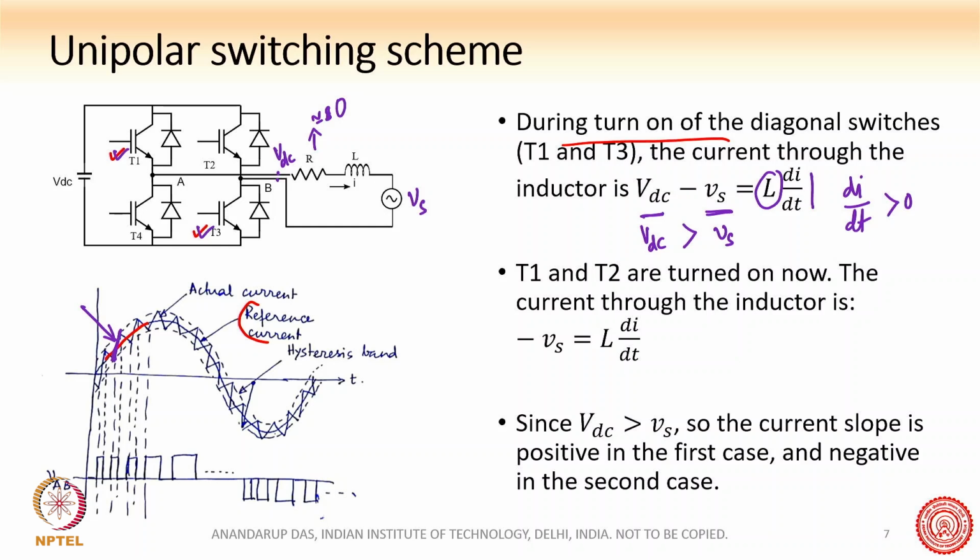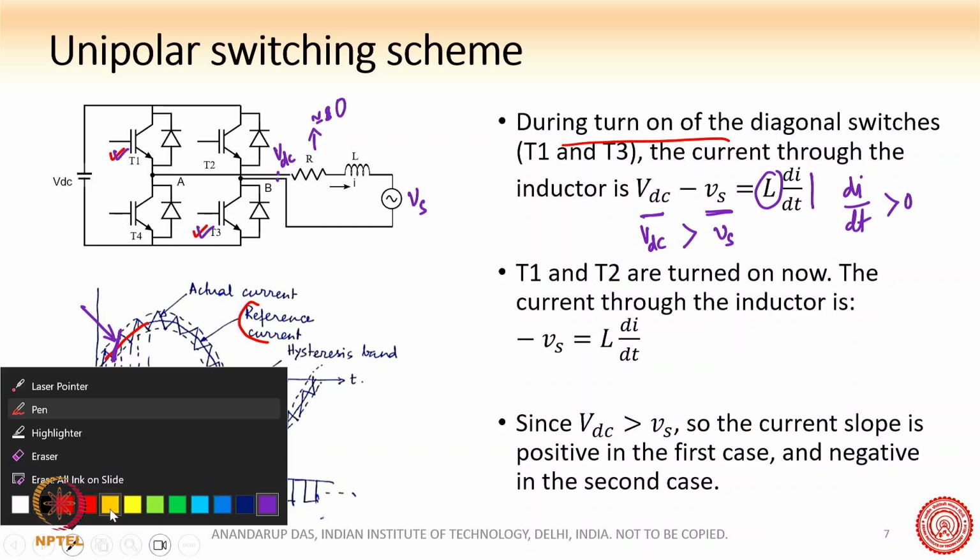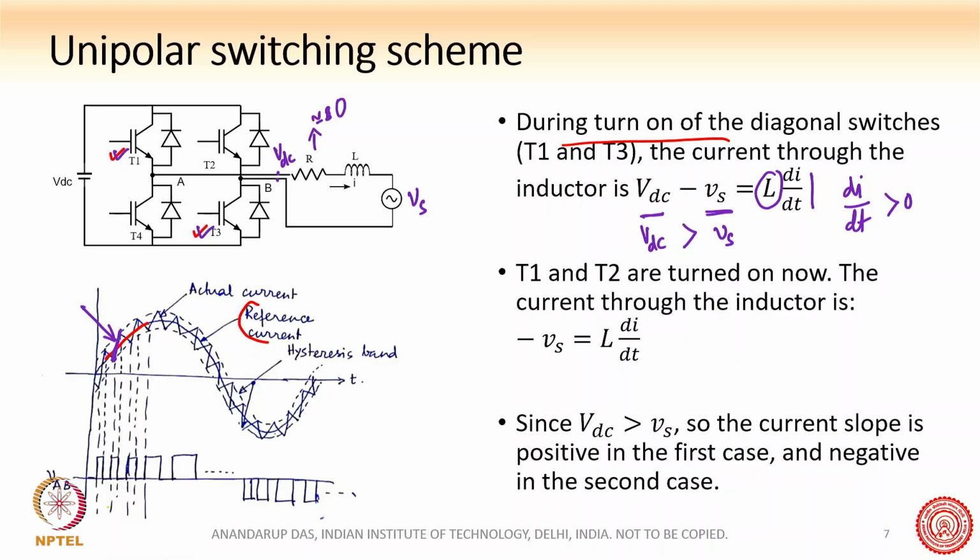Now what happens at the next instant of time, once the current reaches this point here, the upper boundary. There we have to sense the current. In this technique, we always have to sense the current and see where the instantaneous position of the current is with respect to the hysteresis band. So once it reaches the upper boundary, then T1 and T2 are turned on.